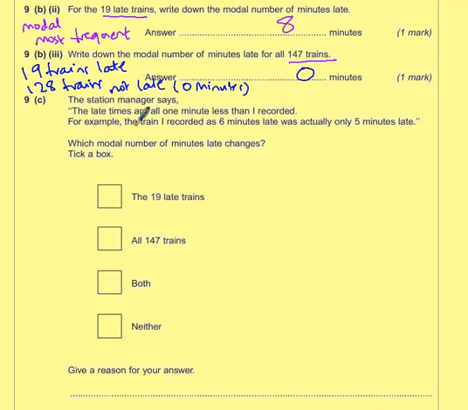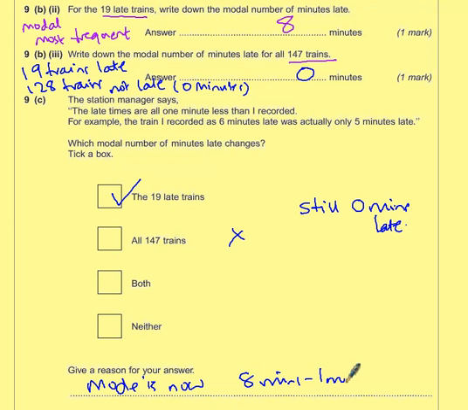The station manager says the late times are all 1 minute less than I recorded. For example, the train I recorded 6 minutes late was actually only 5 minutes late. Which modal number of minutes late changes? Well, the 147 trains mode doesn't change because that's still no minutes late, because they weren't recorded. So it's just the late 19 trains, because their mode is now 8 minutes, subtract 1 minute, which is now 7 minutes late.